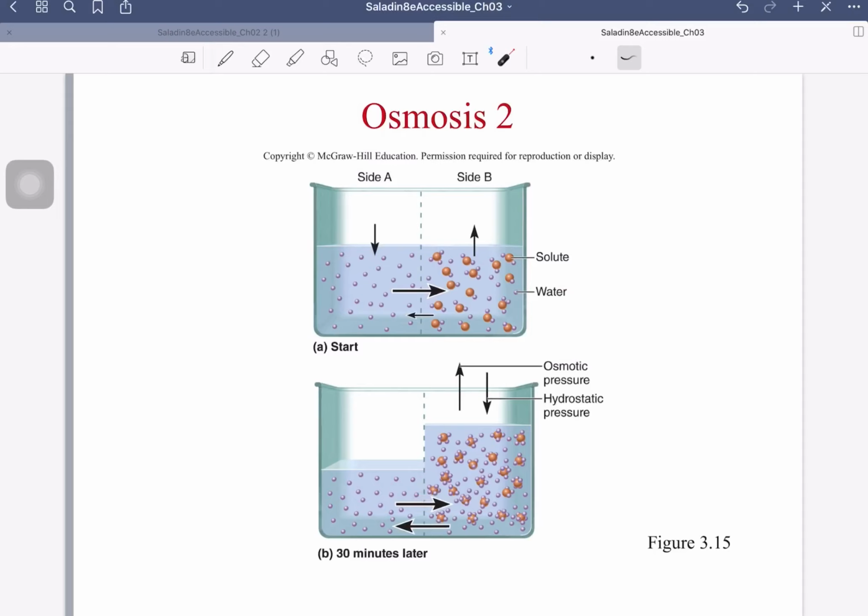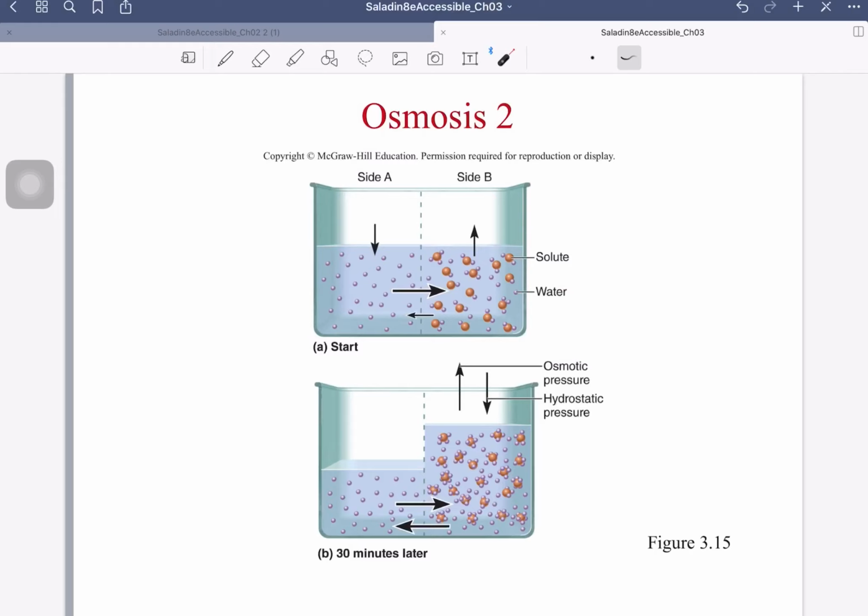Now there is something that counteracts it. You would think, okay, will this go forever? Will all the water move over here? Well, no. In most circumstances it won't, because here's one thing that happens. There's osmotic pressure. Osmotic pressure is basically the pressure caused by this flow of water in. I also have hydrostatic, hydro for water. Think about this. As more water is coming over to this side, this column of water is getting bigger, and that represents a weight or a force.